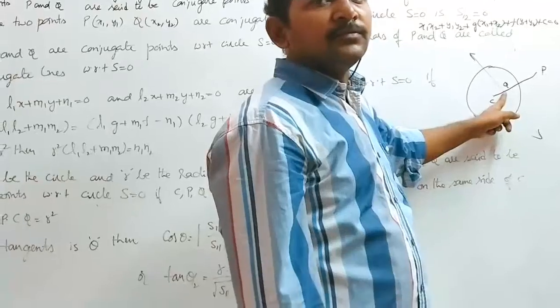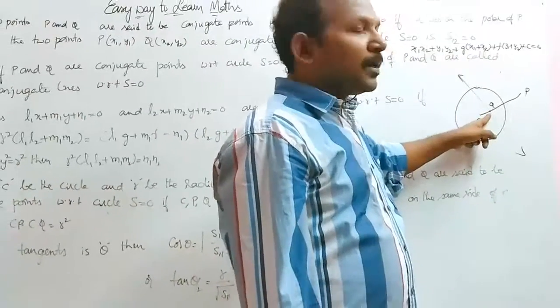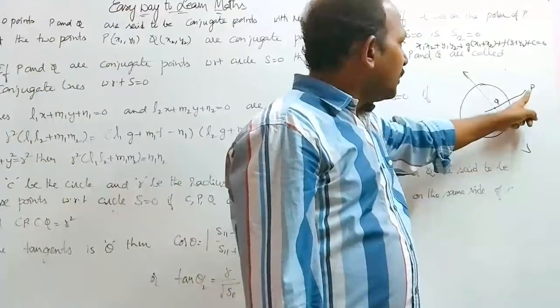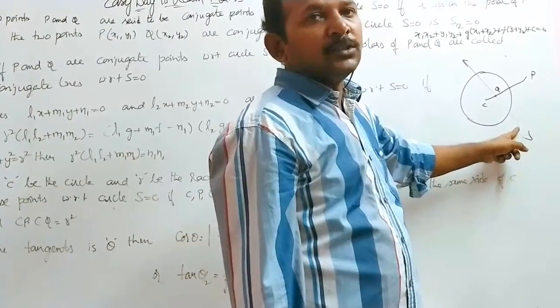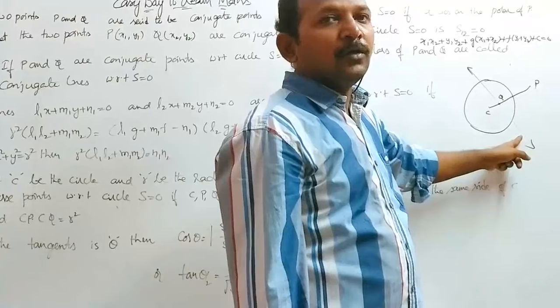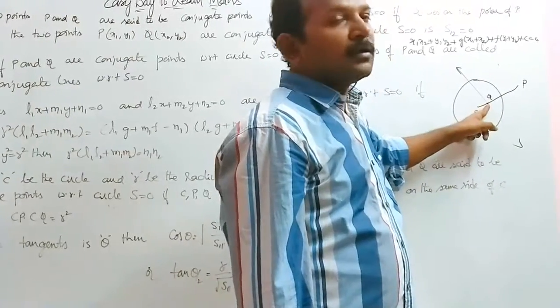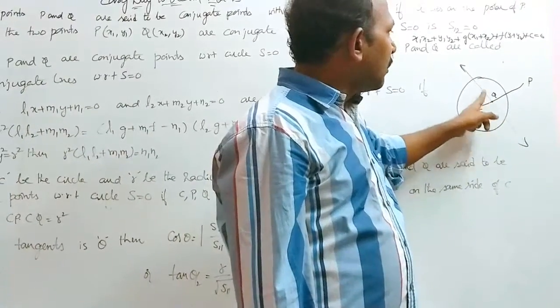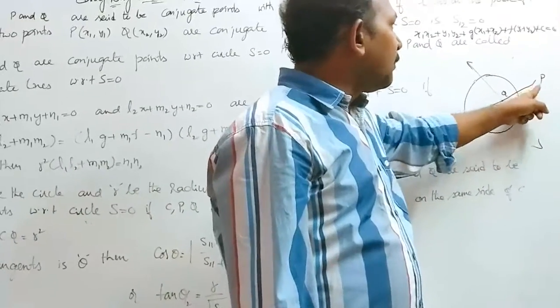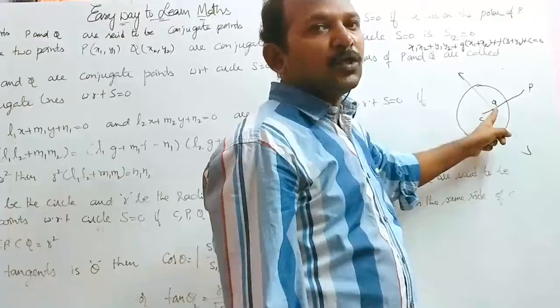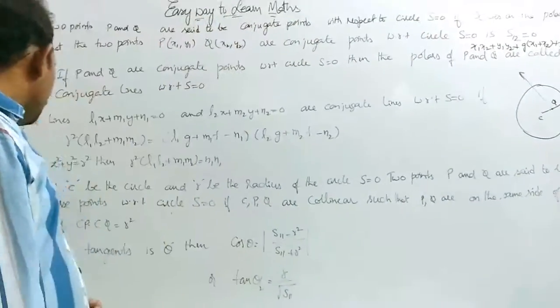Or in other sense, the foot of the perpendicular of P on the polar equation is called the inverse point of P. The foot of the perpendicular on this polar equation of the point P is called the inverse point of P, which is nothing but Q.